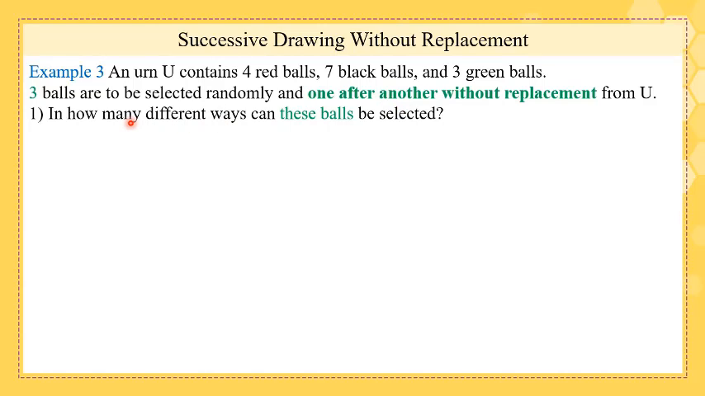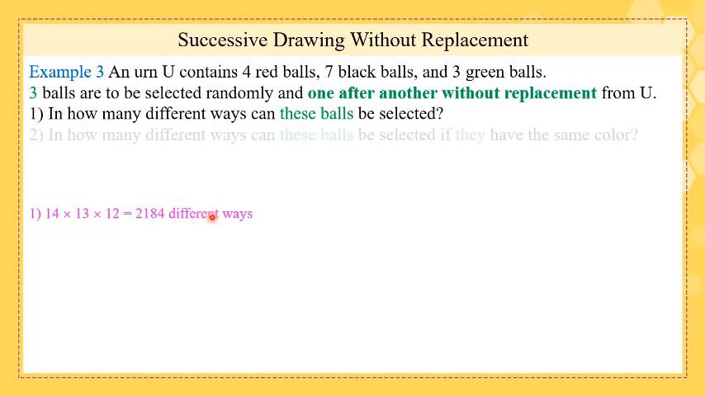The first part asks about the number of different ways of selecting these balls. So we're going to have 14 times 13 times 12, which is 2184 different ways. We are applying the result of activities 1A and 1B.